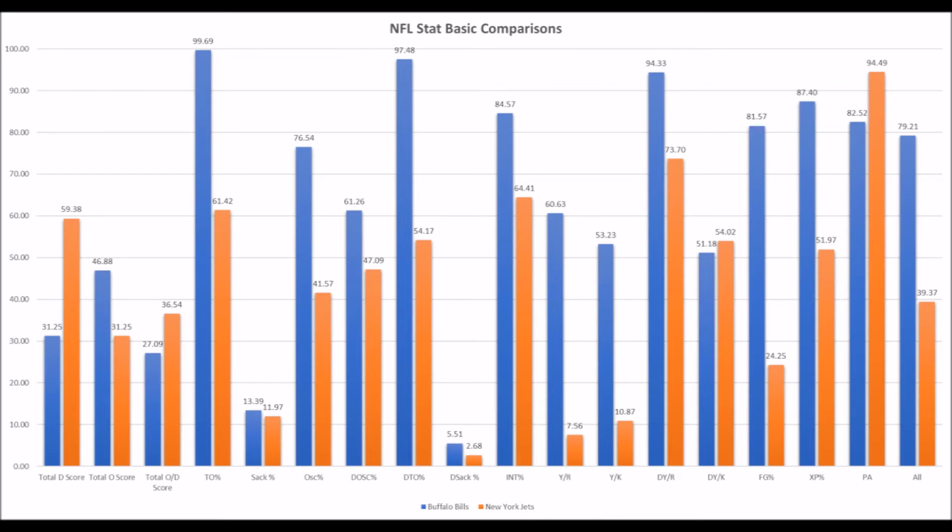Field goal percentage is much higher with the Bills, as is extra point percentage, but punting average is more so with the Jets. But based on the overall landscape of things, the Bills have the better offense, the Bills have the better defense, and they also have the better special teams. So in all three phases, the Bills just have lots of advantages over the Jets, and that is pretty much why they are so heavily favored in this game.